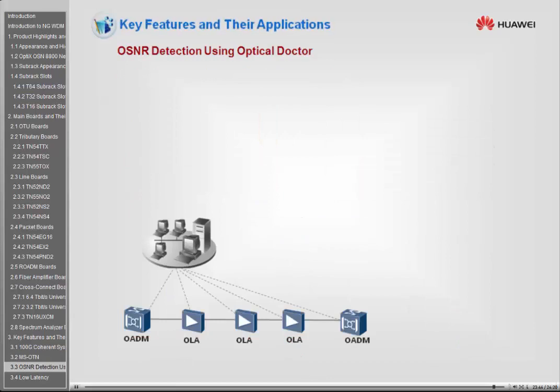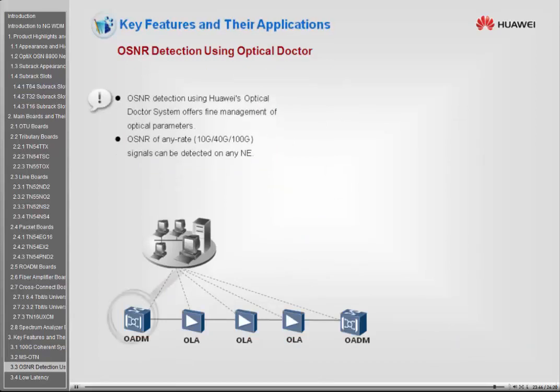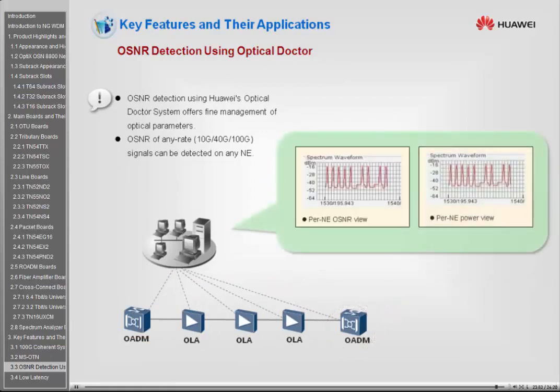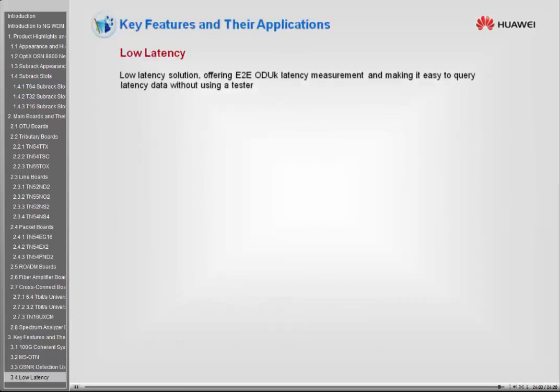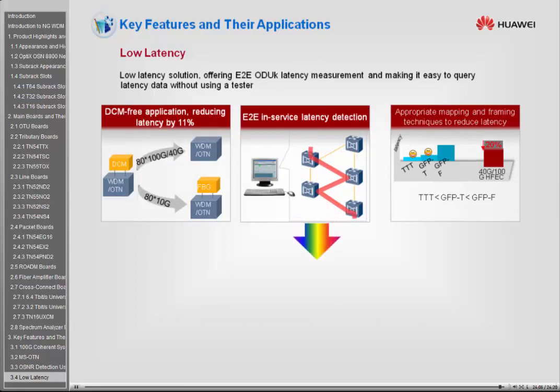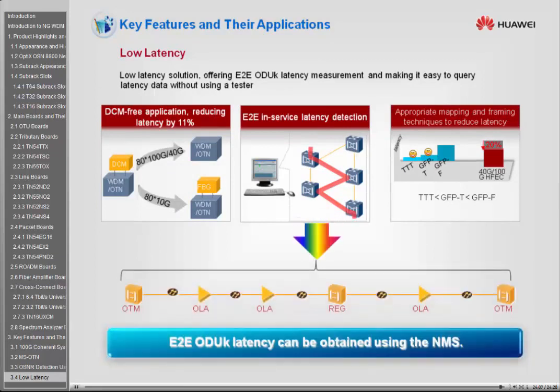The Optix OSN 8800 supports OSNR detection by working with Huawei's optical doctor system. OSNR of any rate signals can be detected on any NE. This helps improve network quality and reliability. The Optix OSN 8800 supports latency measurements. Using the U2000, users can query the end-to-end ODUK latency.